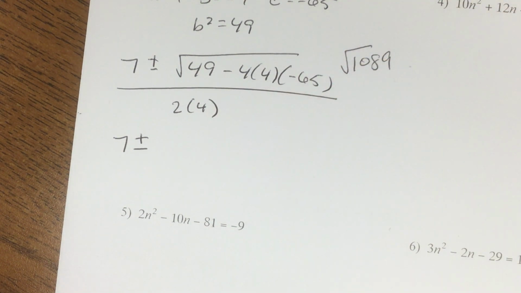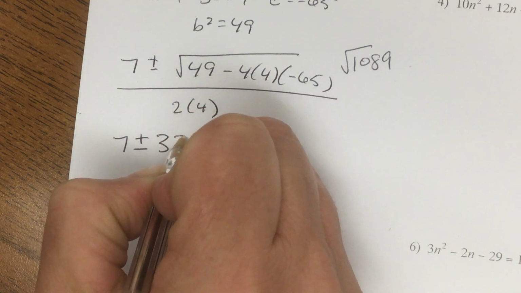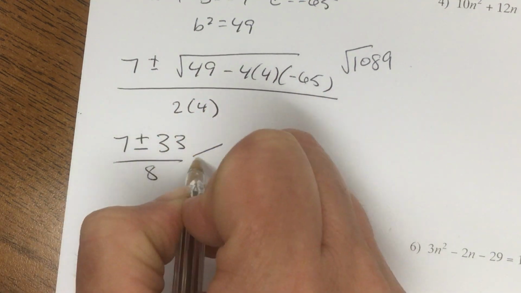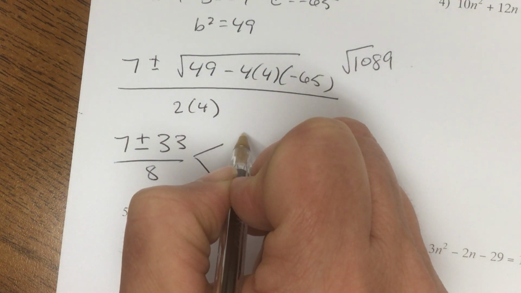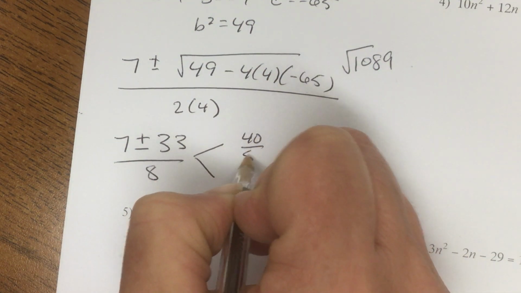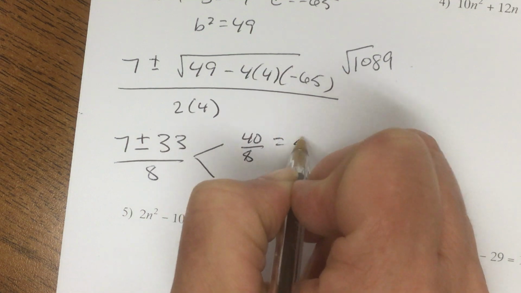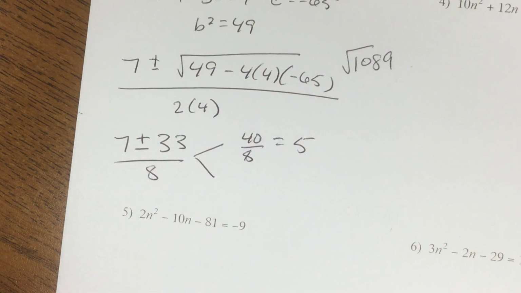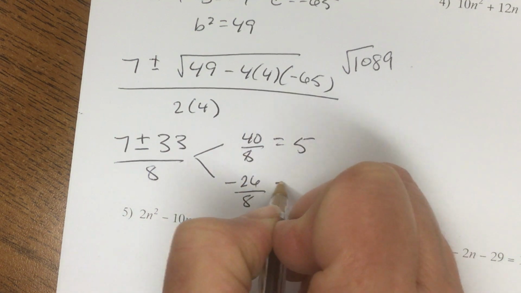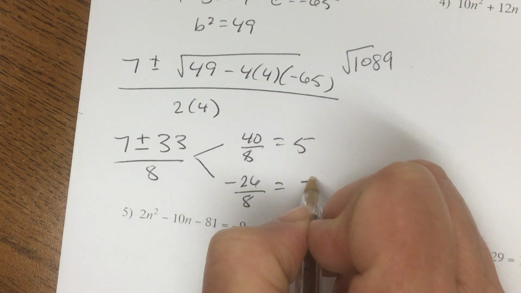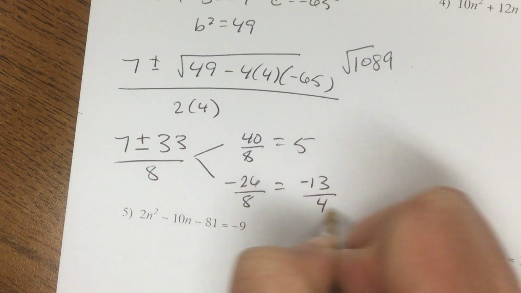And the square root of that is 33, I believe. Yeah. So 33 over 8. So then 7 plus 33 would be 40, divided by 8 is equal to 5. And 7 minus 33 is negative 26 over 8, which needs to reduce. So it's negative 13 over 4.